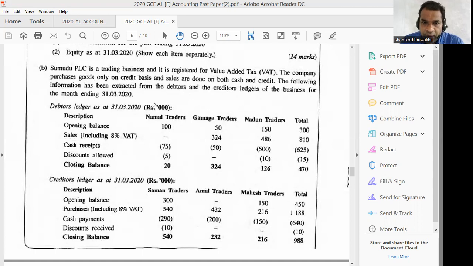Then here you are given details as at 31st March 2020. You are given the debtors ledger as at 31st March 2020, rupees in thousands. Then you are given the description, debtors name. There are 3 debtors.